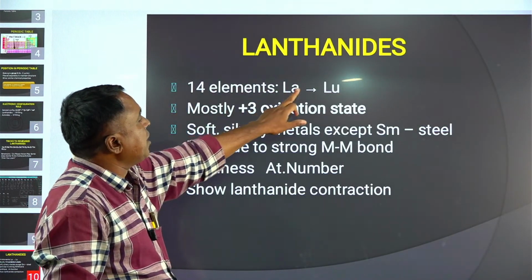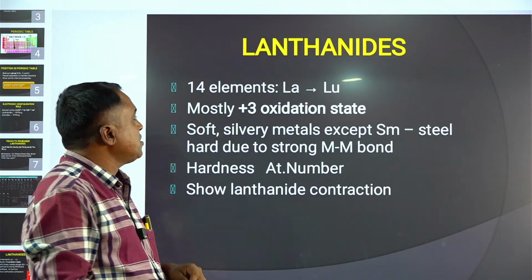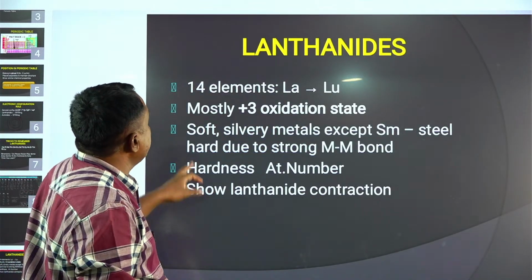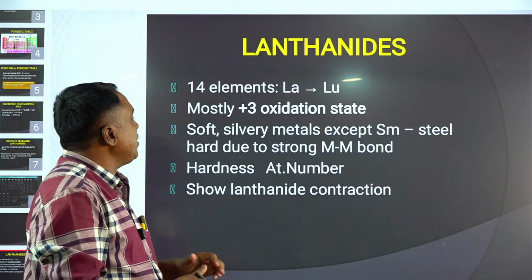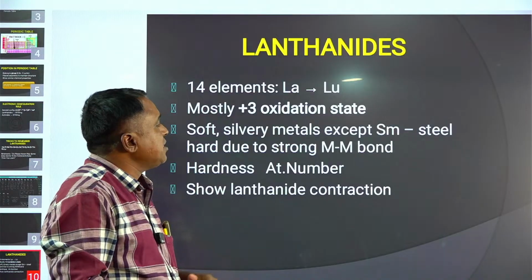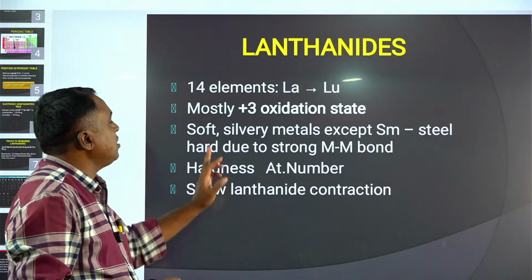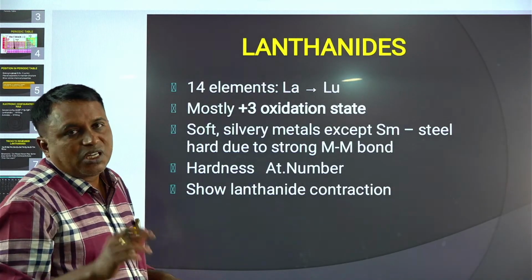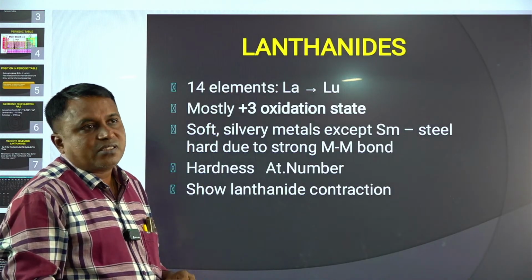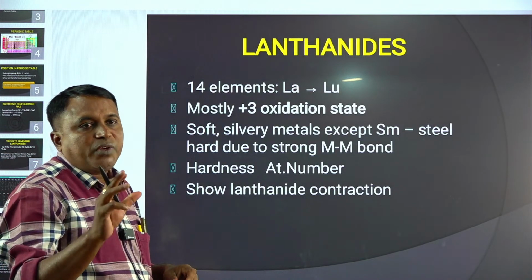14 elements, they are from lanthanum to lutetium, and most of the lanthanide elements exhibit the +3 oxidation state because it is the most stable oxidation state, and they are soft metals and silvery white metals except samarium. So samarium is a steel hard like metal due to strong metallic bonds.